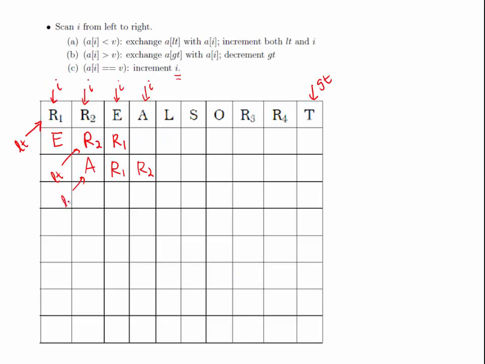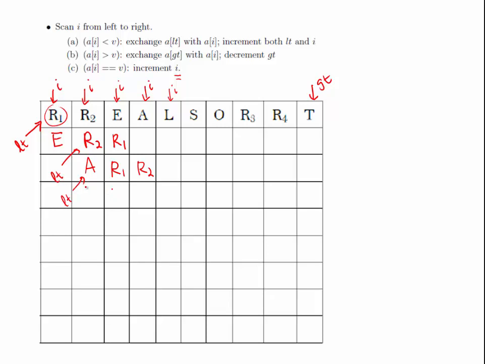Apologies for that. We increment lt, then we increment i. At this point, a of i is L. L is less than the pivot. Pivot is the R. This is our pivot. So because it's less, we have to swap it.